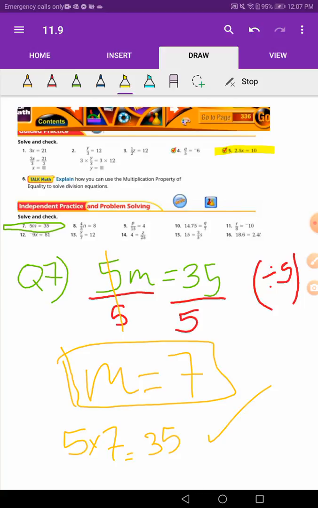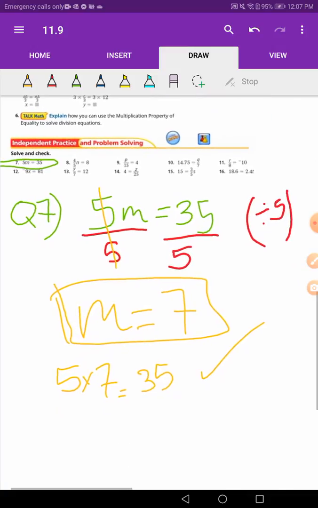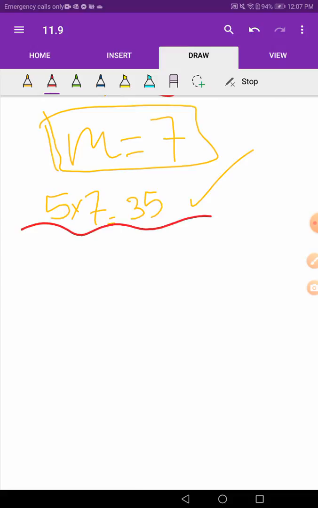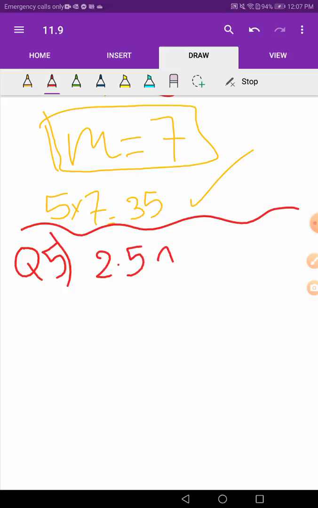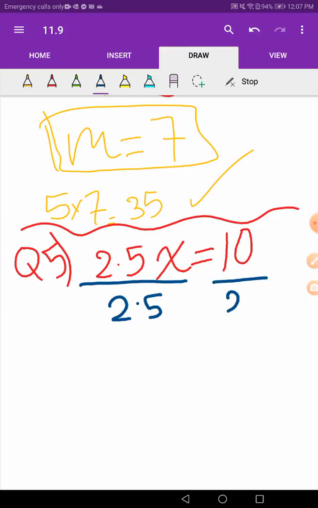Okay, let's do now question number 5. It says 2.5x equals 10. As we did on the previous question, since the 2.5 has been multiplied by x, we need to undo that by dividing by 2.5 on both sides. So 2.5 divided by 2.5 will cancel each other because it means 1. And we have x by itself on this side. While on the second side, I have 10 divided by 2.5.